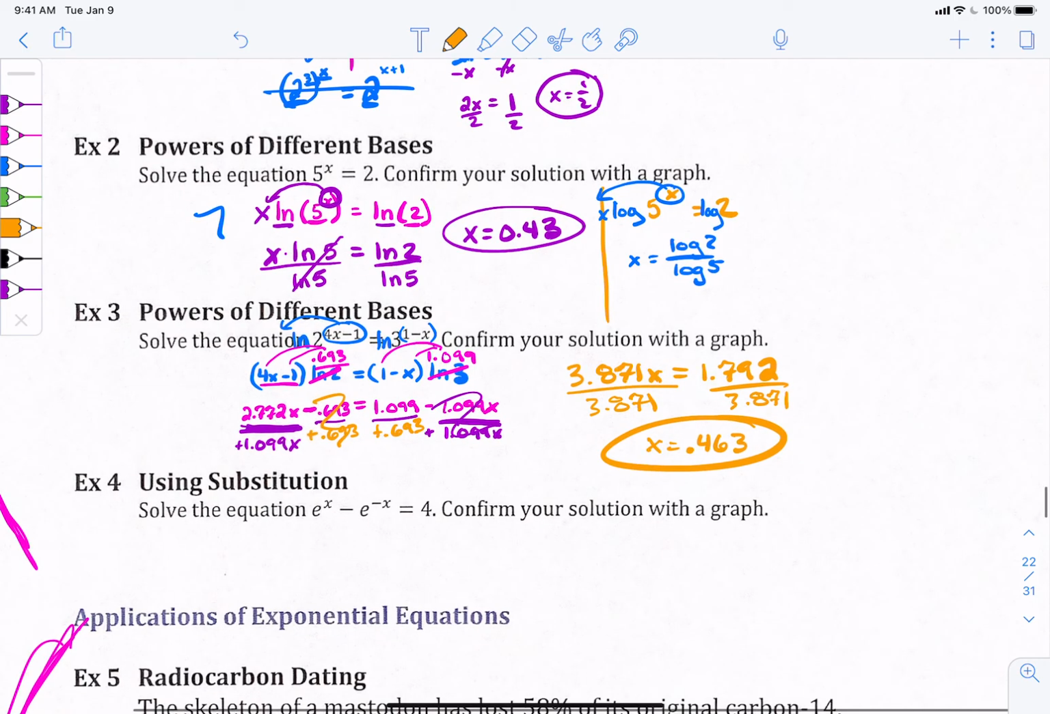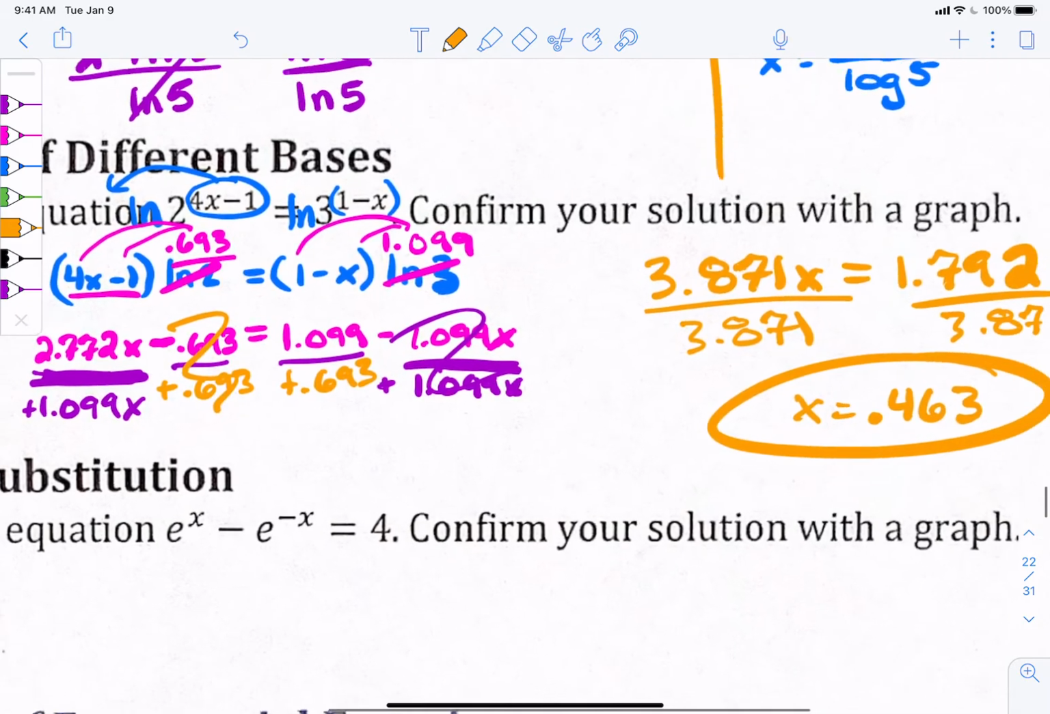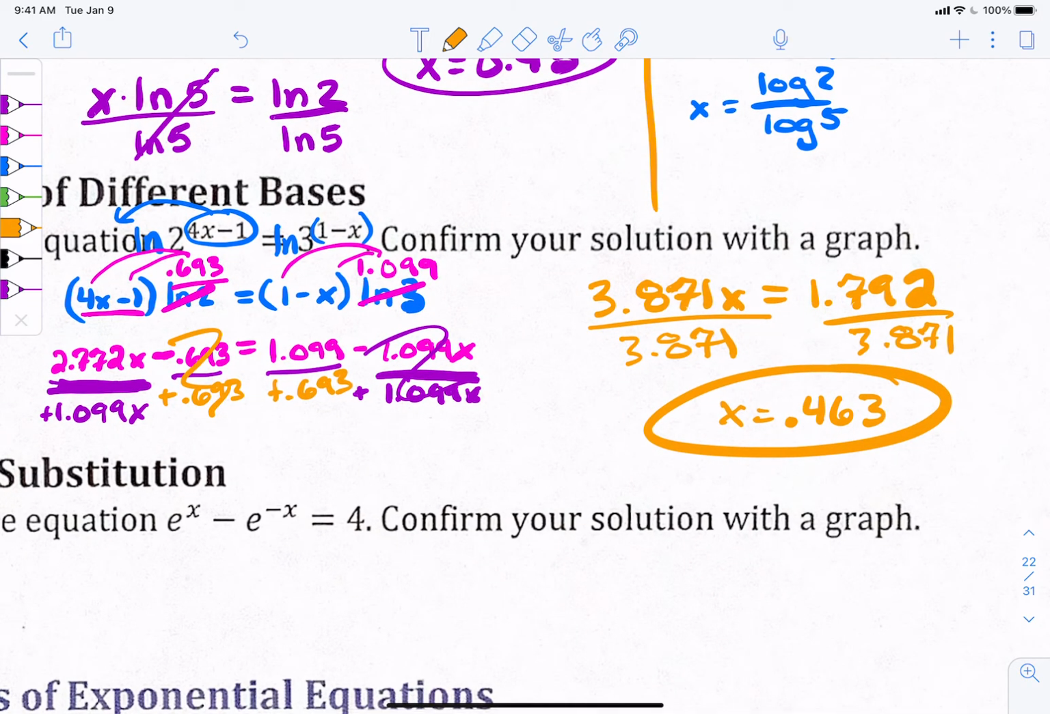Okay, so a little bit uglier, but still using strategy number 2, right? Still using strategy number 2. Okay, good? It could have been way worse. Wasn't too bad.